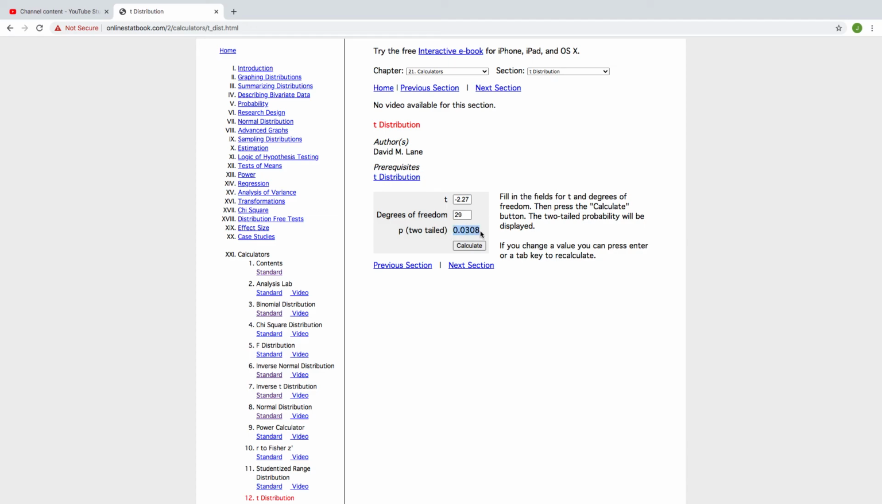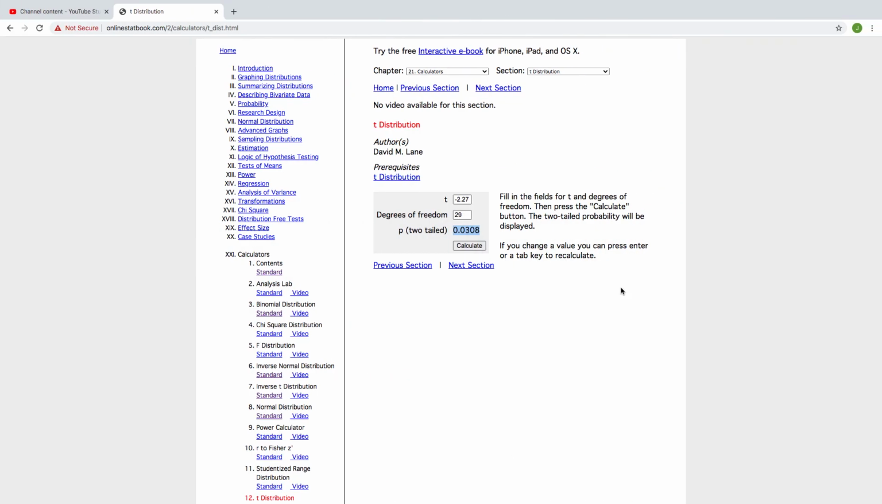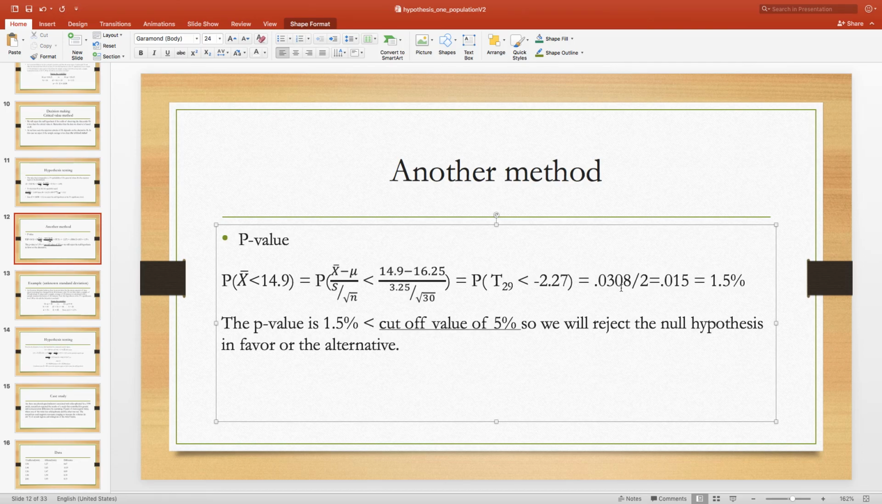So if I want to get the actual p-value, I'm not in the two-tailed scenario because my alternative hypothesis is just less than, okay? So one-tailed tests are the mean is less than or the mean is greater than. Two-tailed would be not equal to. So if I want a one-tailed test, I'm going to take this number, 0.0308, okay, and I'm going to divide it by 2. So this number right here, this 0.015, is 0.0308 divided by 2. I get 1.5%.